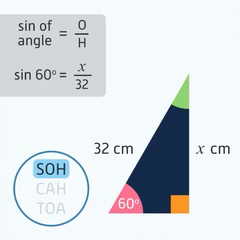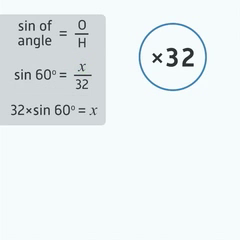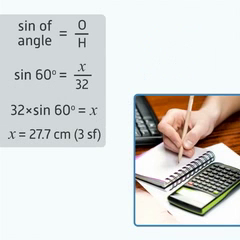Sine 60 equals x over 32. By multiplying both sides by 32, you'll get x by itself. So you have 32 times sine 60 equals x. Work it out using your calculator, and you get 27.7 centimetres, correct to 3 significant figures.